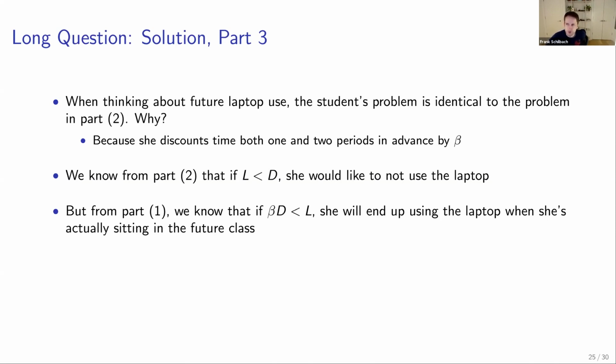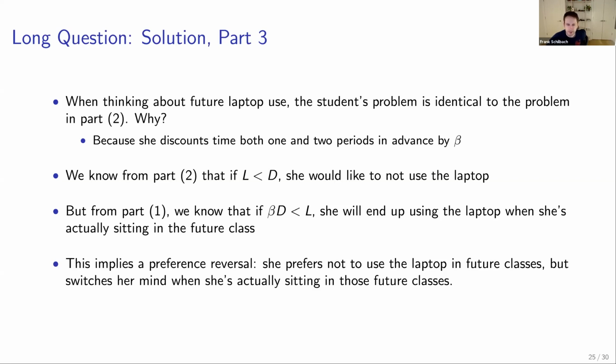When she has a choice in any given class that happens right now, if beta D is smaller than or equal to L, she will end up using the laptop in class. So that implies a preference reversal under these parameter assumptions. She prefers not to use the laptop in future classes, but changes her mind when she's actually sitting in those future classes.